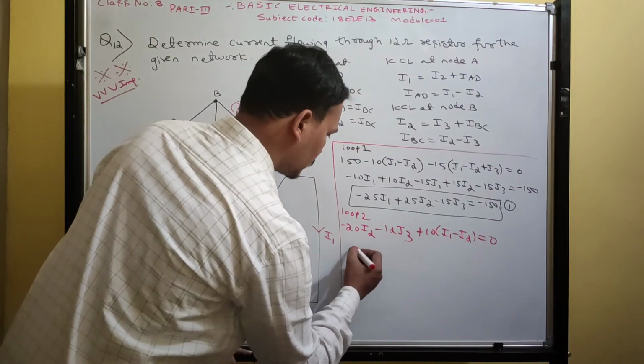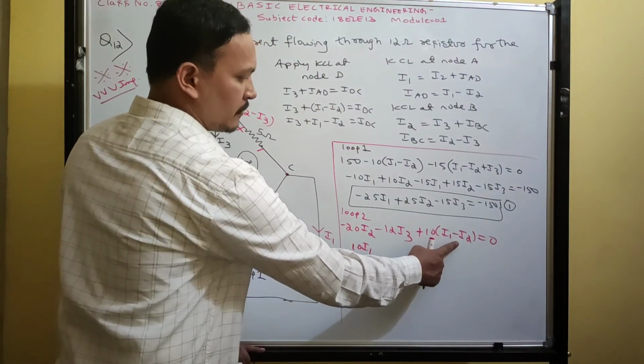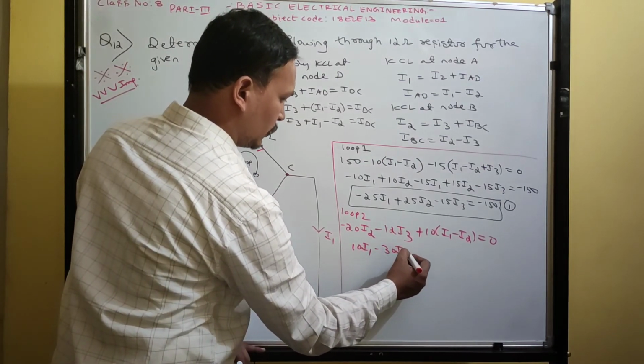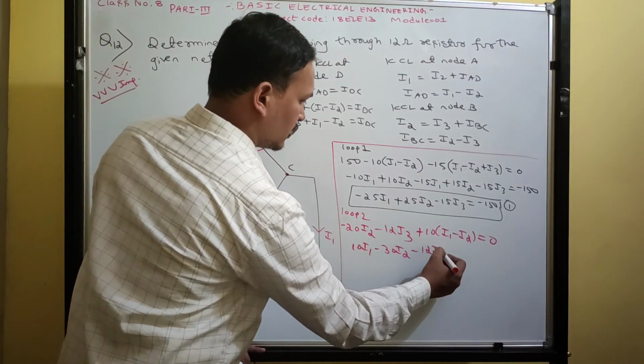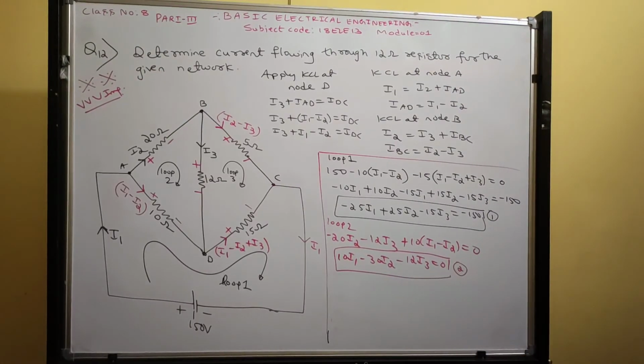Now simplify this. 10 I1. How many I2s will we get? Plus into minus, minus 10 I2, minus 20, minus 10, minus 30 I2. Minus 12 I3 equals 0. This will be your second equation.